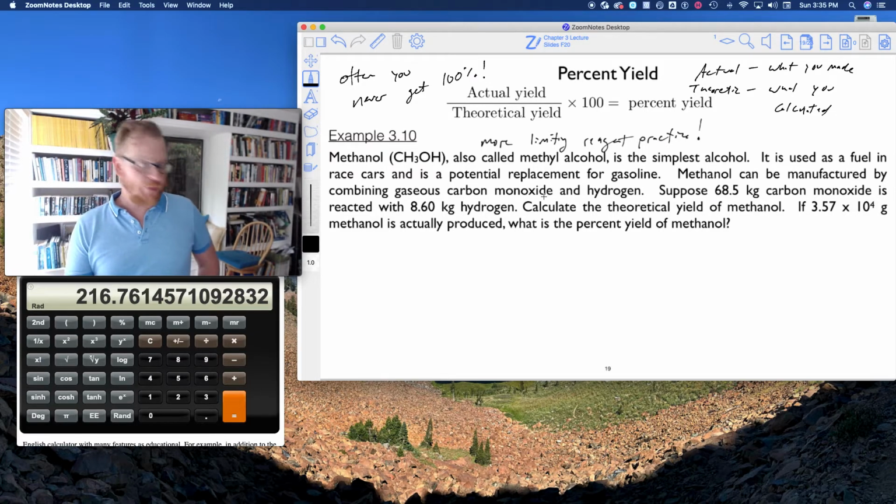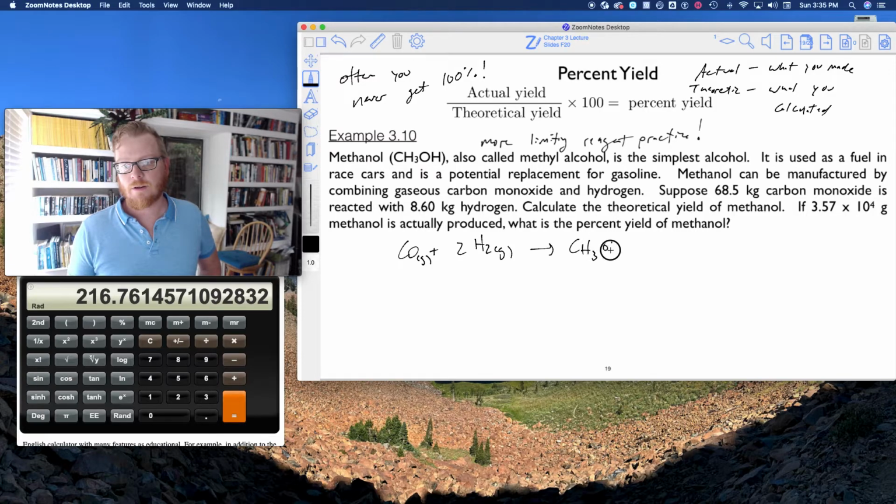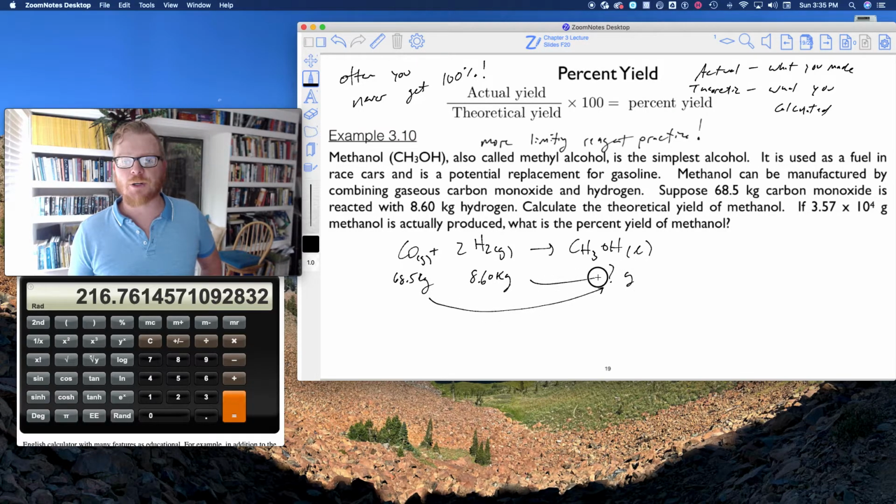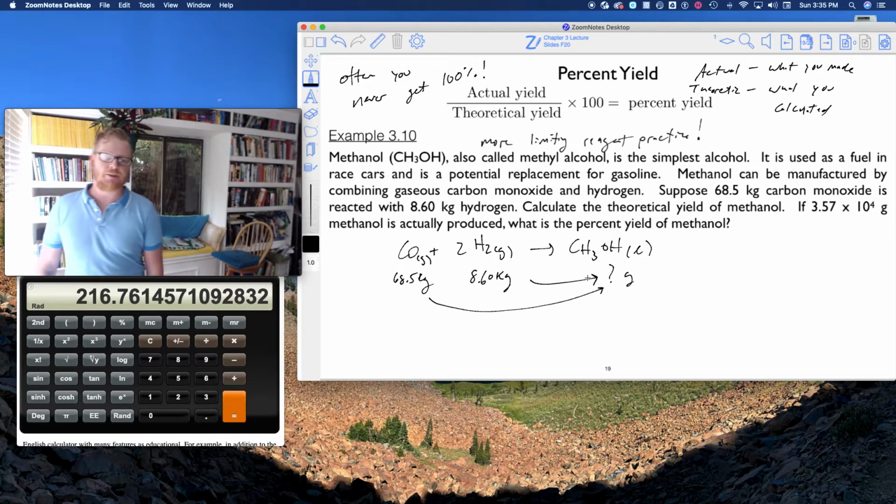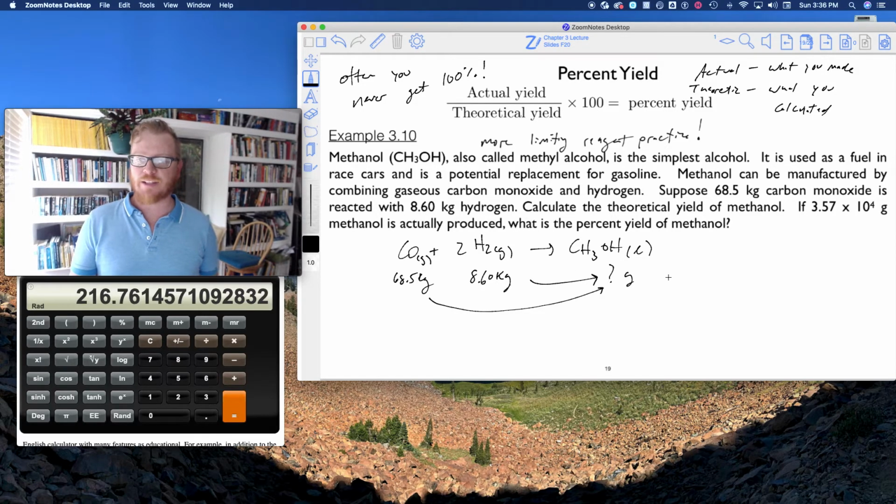Okay? So for example, read through the problem and you'll see that you can get a reaction set up, and that reaction looks like this. CO gas, 2 hydrogen gases, and that makes CH3OH liquid. And the way this problem goes is it says, if you had 68.5 kilograms of carbon monoxide and 8.6 kilograms of hydrogen, how much of this could you make? Okay, so I'm not going to do this in this lecture, but you can follow those exact other 2 examples that we did. Okay, and I'll tell you the answer that you get.